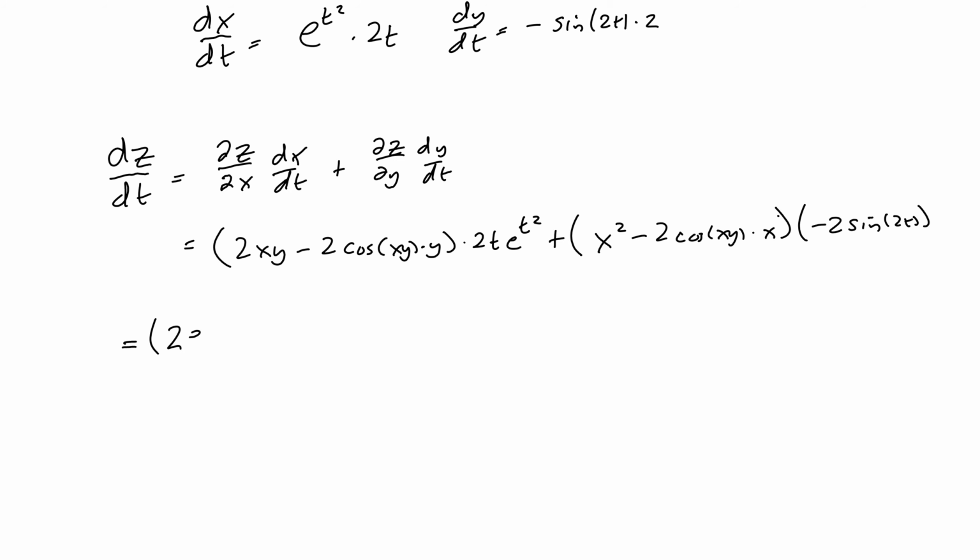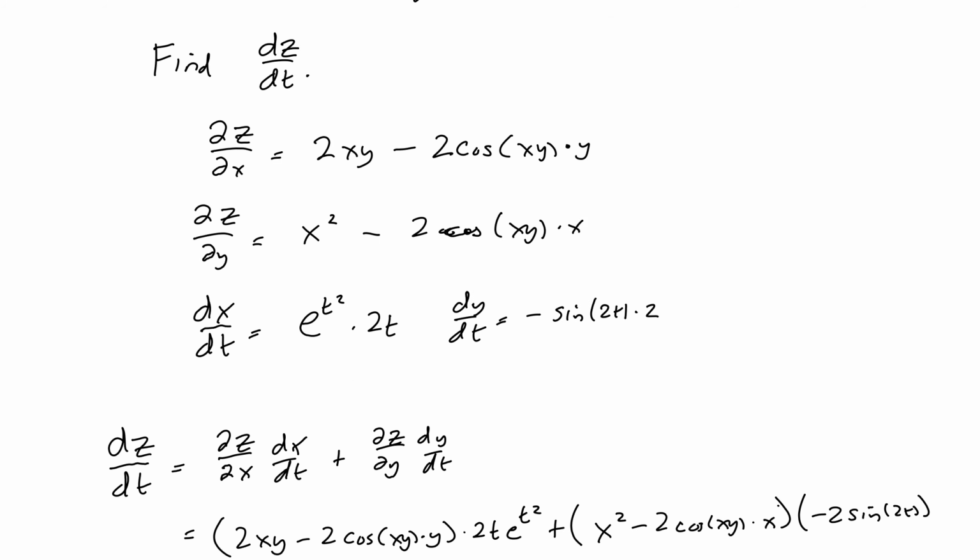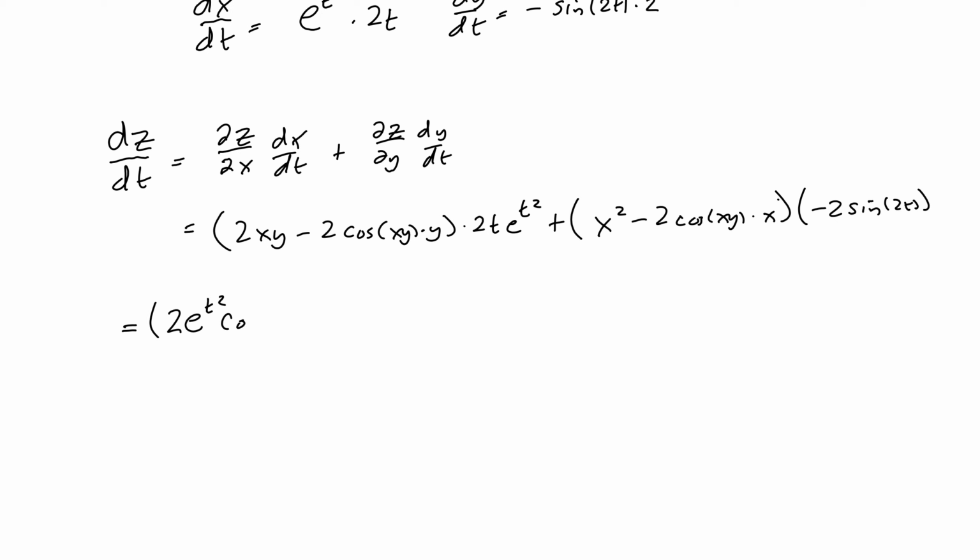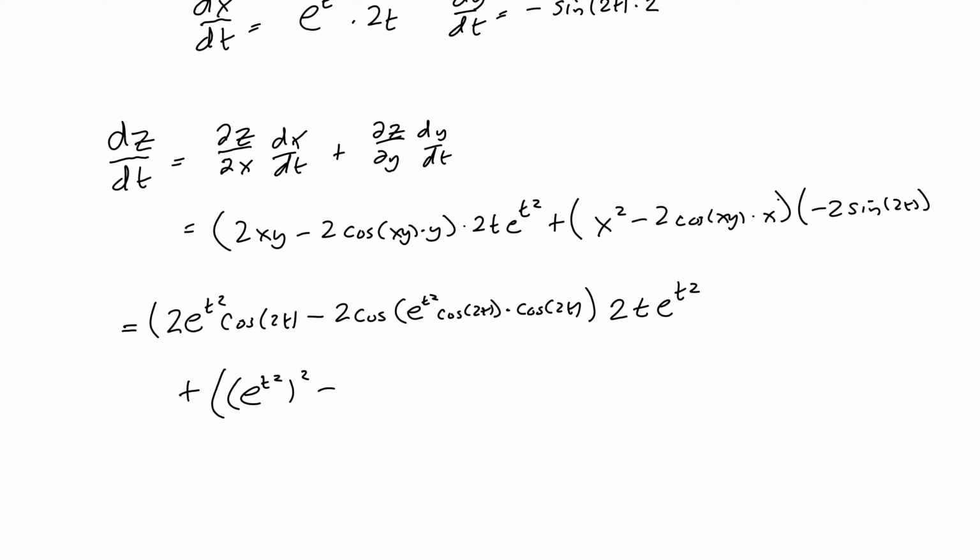So this is 2 e to the t squared, and remember our y here was cosine of 2t, minus 2 cosine, and so I have e to the t squared cosine of 2t times cosine of 2t, and then this whole thing times 2t e to the t squared, plus I have e to the t squared, squared, minus 2 cosine e to the t squared cosine of 2t times e to the t squared. It's times minus 2 sine of 2t.